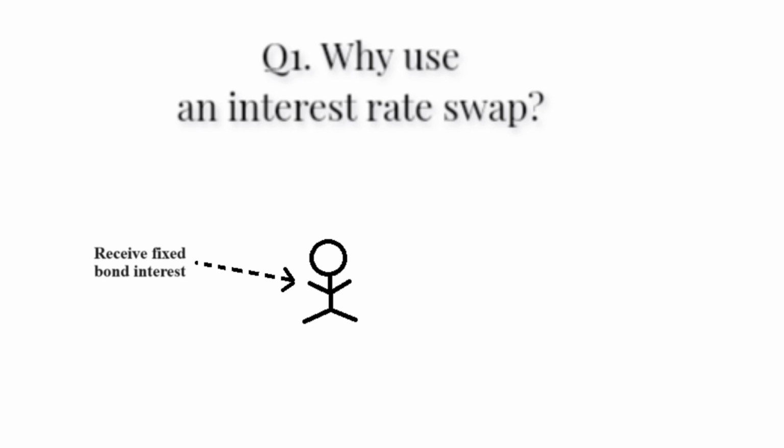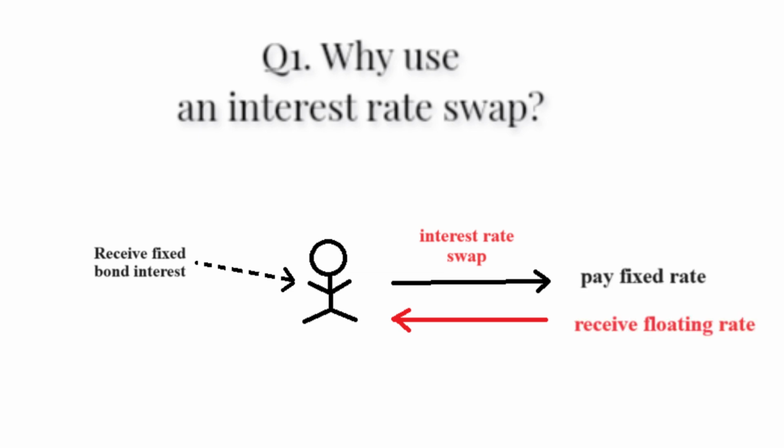For example, let's suppose the trader holds a bond and receives periodic fixed interest. Now, if interest rate in the market increases, the bondholder loses. If interest rate decreases, the bondholder gains. In order to protect himself from interest rate fluctuations, the bondholder can engage in an interest rate swap, where he pays interest at a fixed rate and receives interest at a floating rate.